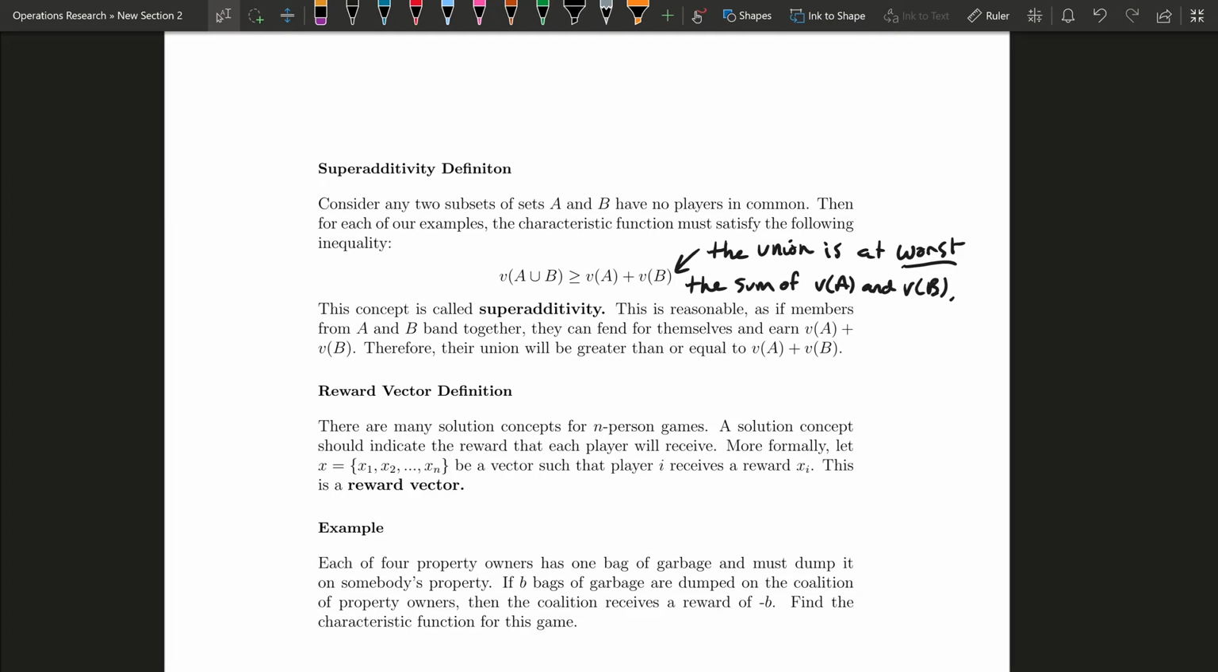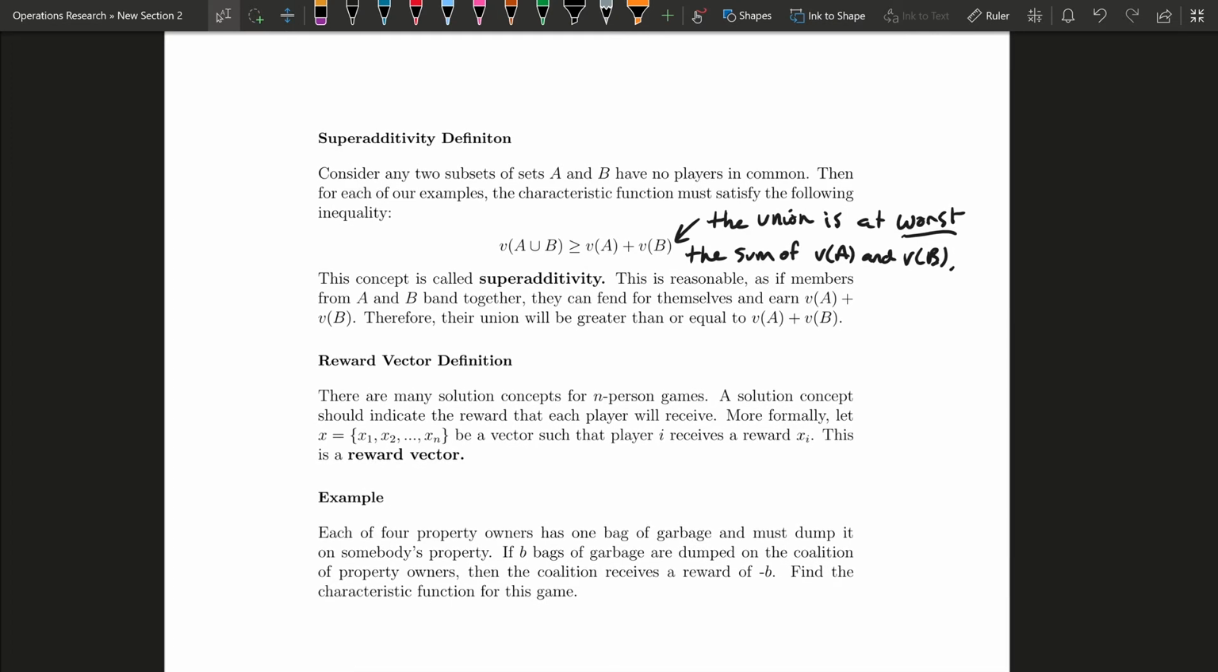And we also have the reward vector definition. If you have a bunch of players on one solution here, call it x, then we can make a vector with x1, x2 up to xn, where each player has a specific reward specified in this vector. So this is just all fancy for saying the reward vector is a vector containing each player's reward for a given solution.